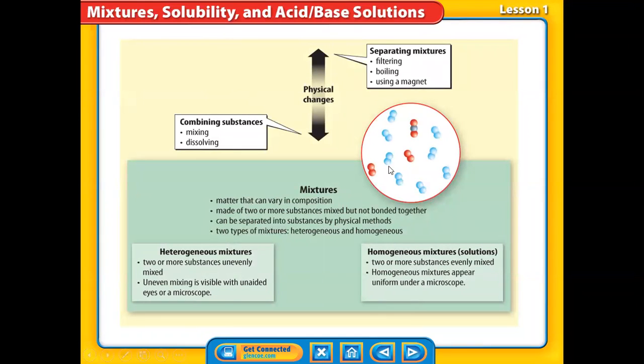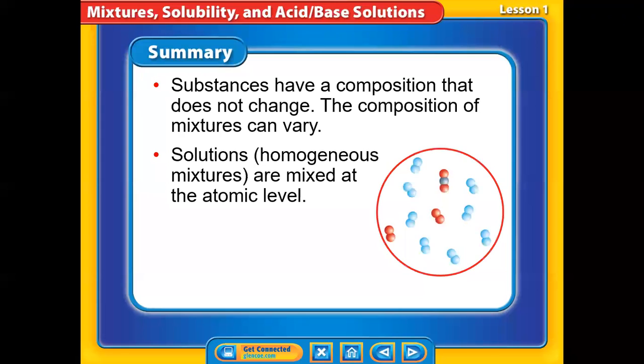Then the mixture could be homogeneous or heterogeneous. Homogeneous means it has the same outlook and appears uniform under a microscope, while heterogeneous is uneven mixing, which means the components could easily be distinguished. A mixture could be in any ratio, could be separated easily, and doesn't lead to formation of new chemical substances. Any hard question here, guys? No.